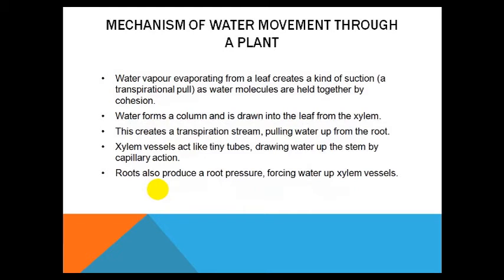Okay, continue on. The water vapor evaporating from a leaf creates a kind of suction, a transpirational pull, as water molecules are held together by cohesion. Water forms a column and is drawn into the leaf from the xylem. So this will create a transpiration stream pulling water up from the root. Xylem vessels act like tiny tubes drawing water up the stem by capillary action. The roots also produce a root pressure, forcing water up the xylem vessel.